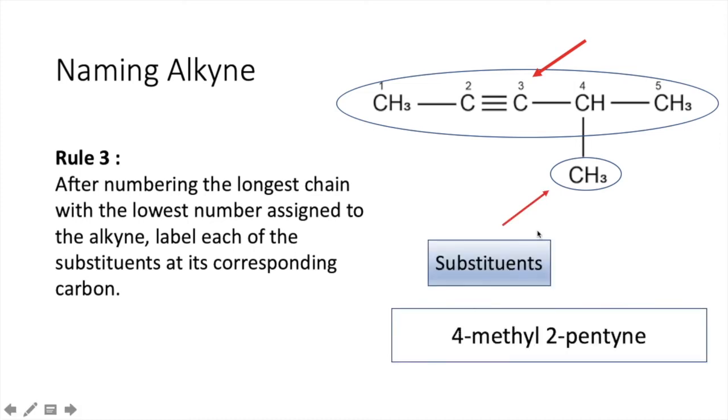And the structure name is 4-methyl-2-pentyne. Why 4-methyl? Because the substituent is located at carbon number 4 and the name of the substituent is methyl. And why 2-pentyne? Because the triple bond is located at carbon number 2 of this long chain.